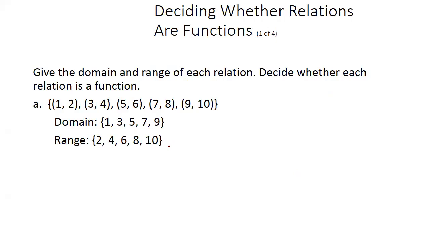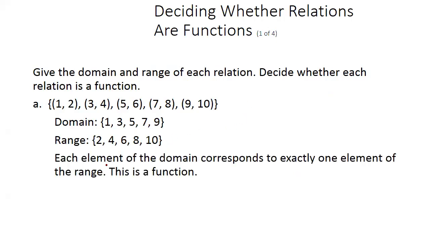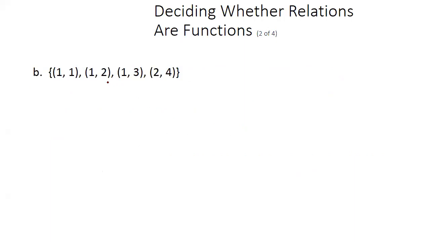We said as long as we have one element from the domain mapped to another element in the range, it is a function. If I map one element from the domain to two different numbers in the range, then it won't be a function. So in this example, this would be a function. And we're going to look at some examples.